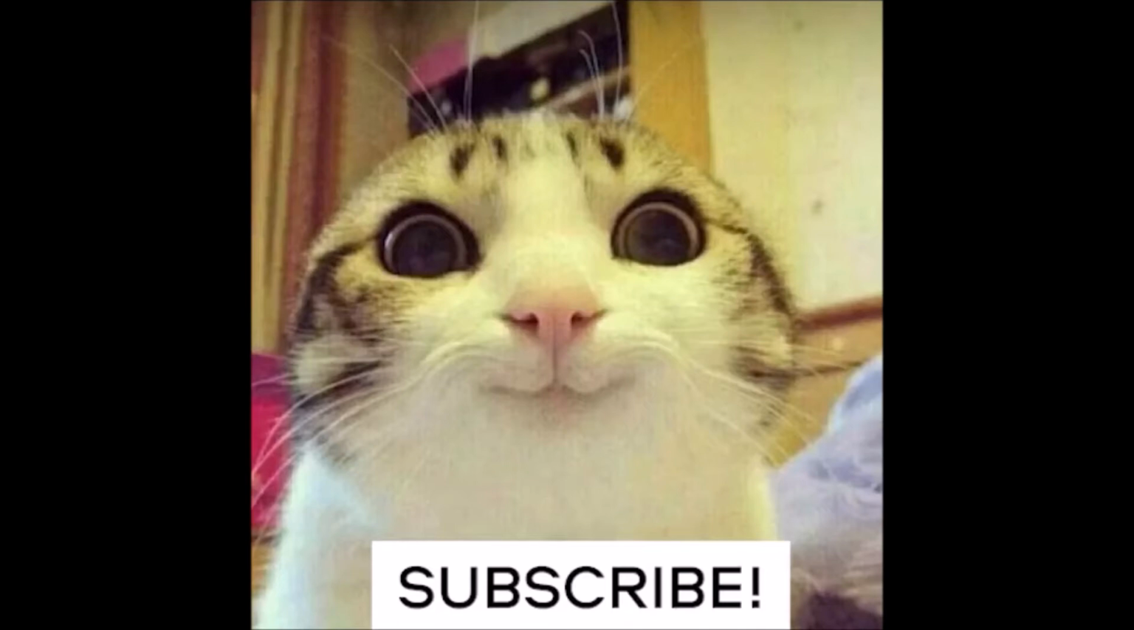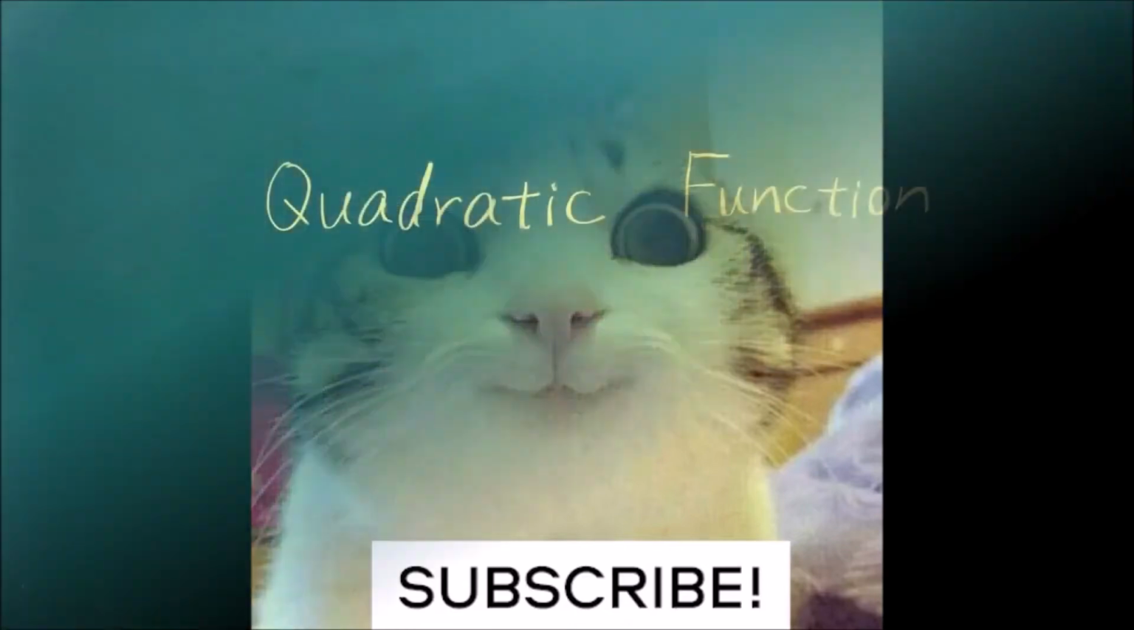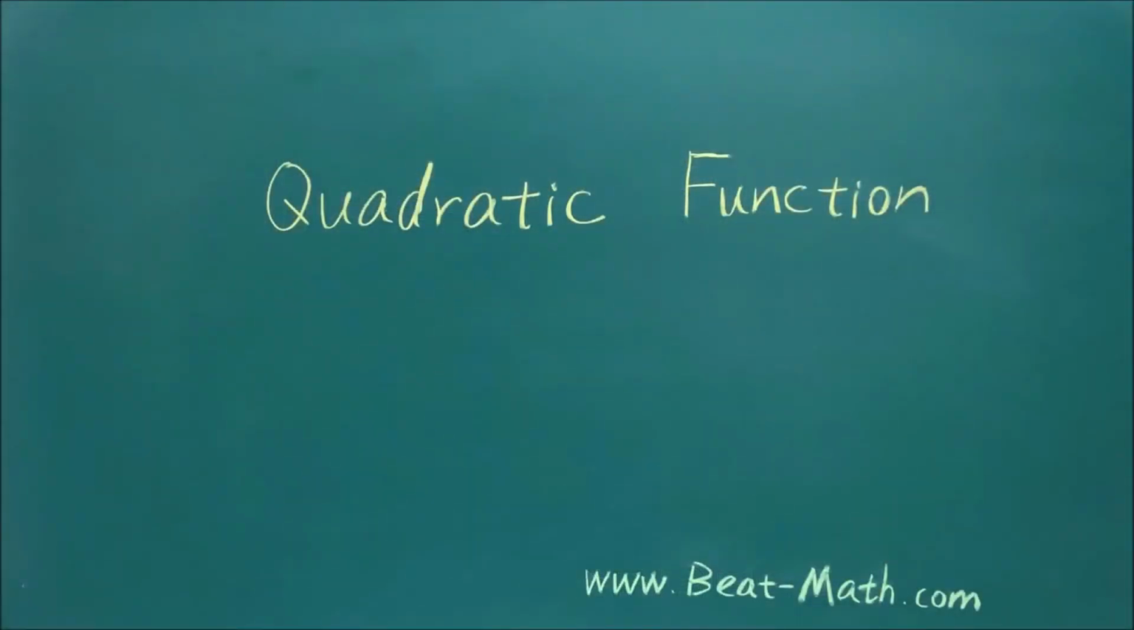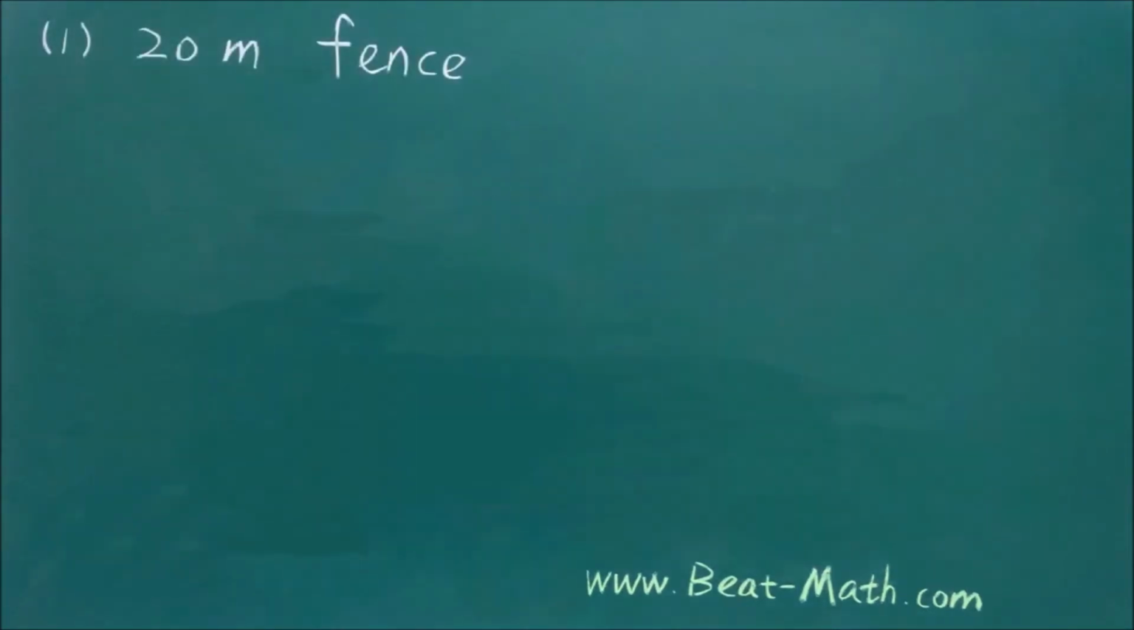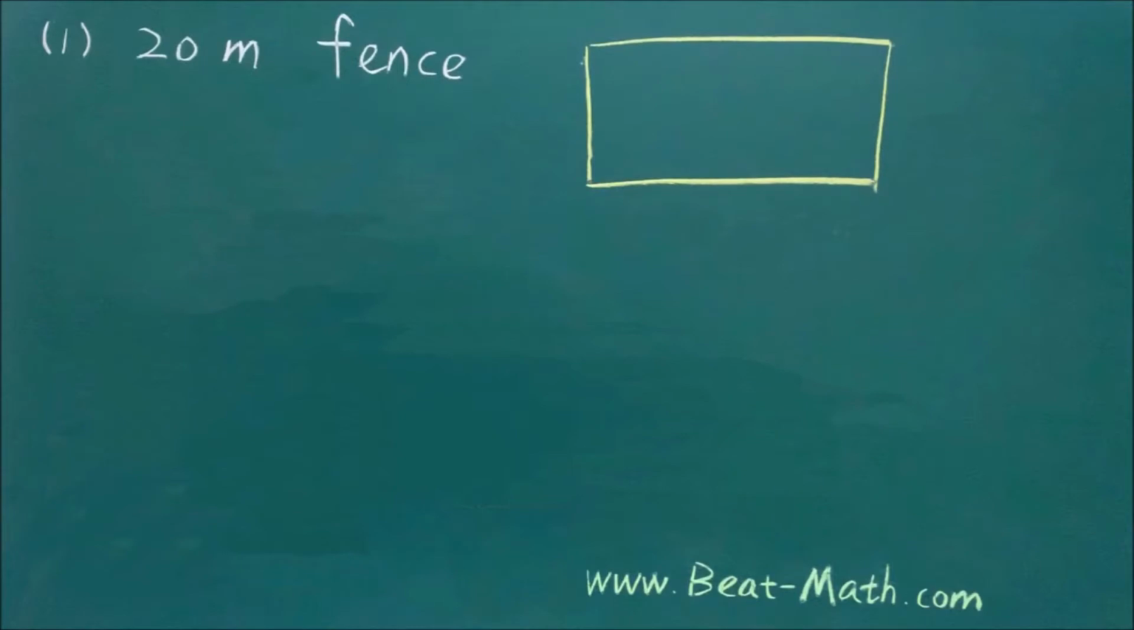Okay, let's get started. First, I will show you an example so you have a more in-depth impression of the quadratic function. There is a 20-meter fence which can be used to enclose a rectangular area. What is the area of the rectangle with different length values? We assume the length of the rectangle's area is x.